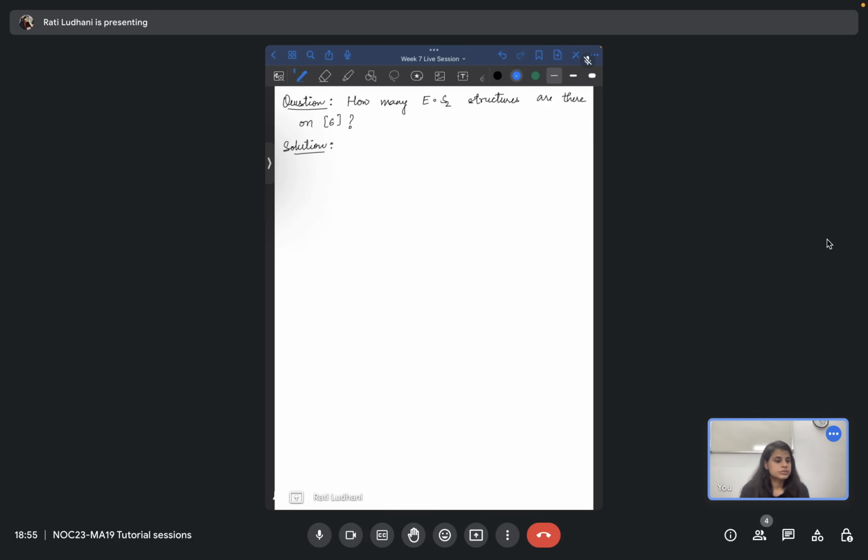Let's try it out. E of S2 structures. Same thing, we need to do. We need to calculate these z functions and these things. So how many E of S2 structures are there on 6? You need to actually calculate E of S2 of 6. So you need to calculate this value.